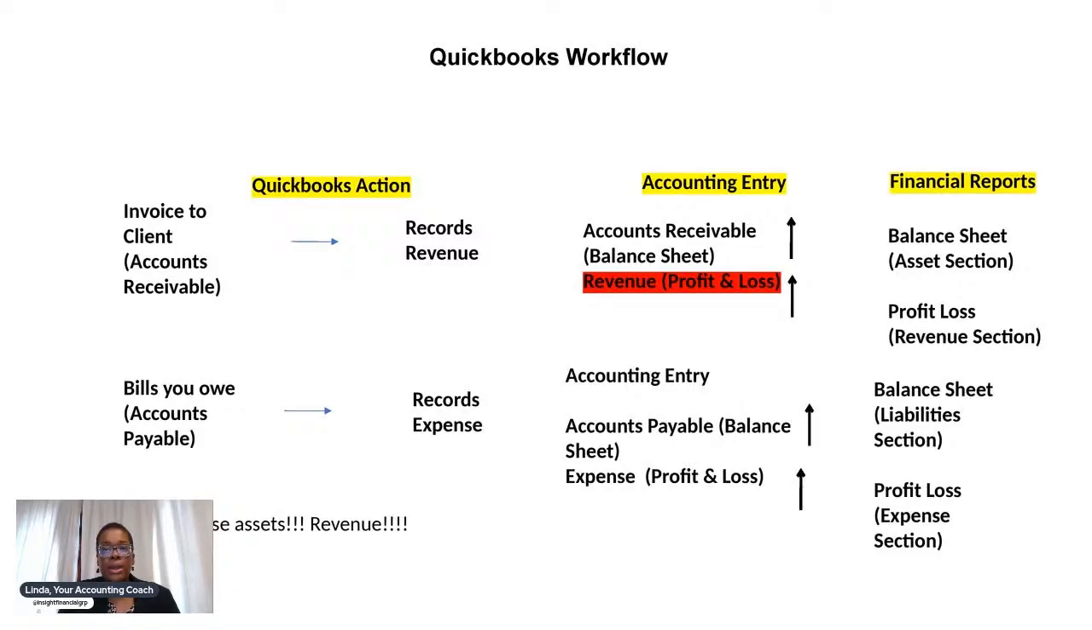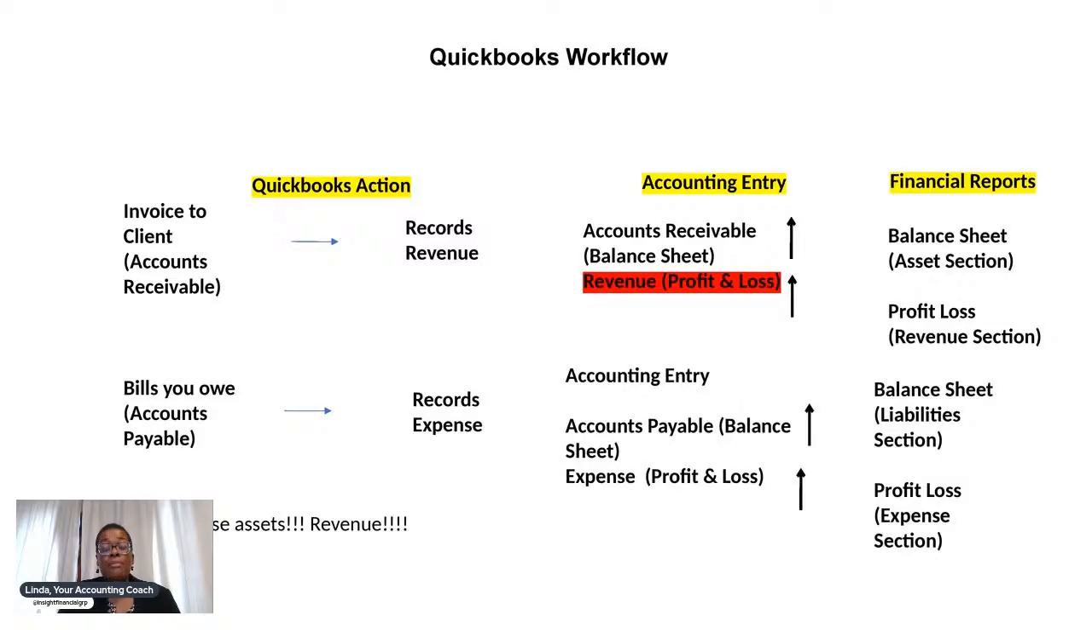In accounting, an entry is always two-sided. So you always have a debit and a credit. If you look here on the right-hand side, that accounting entry increases accounts receivable, that's money owed, and it increases revenue. So once again, this is when you create an invoice.